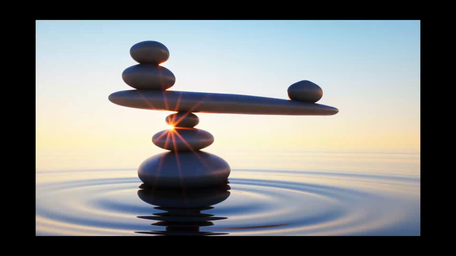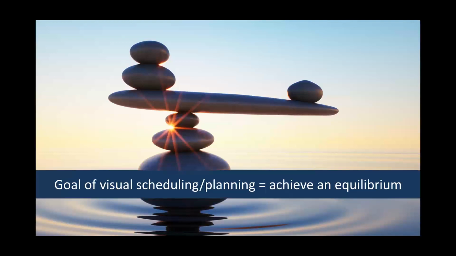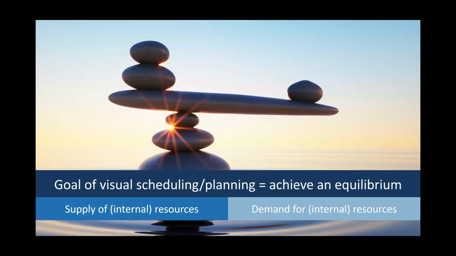And with this, obviously we as NETRONIC do a lot of scheduling and we talk about a lot of scheduling. We do planning and we provide visual scheduling extensions for Business Central. And whenever it comes to visual scheduling or visual planning, the purpose of this is to achieve an equilibrium. So in case of project planning, you want to achieve an equilibrium of your supply of your internal resources and the demand for those internal resources that you have.